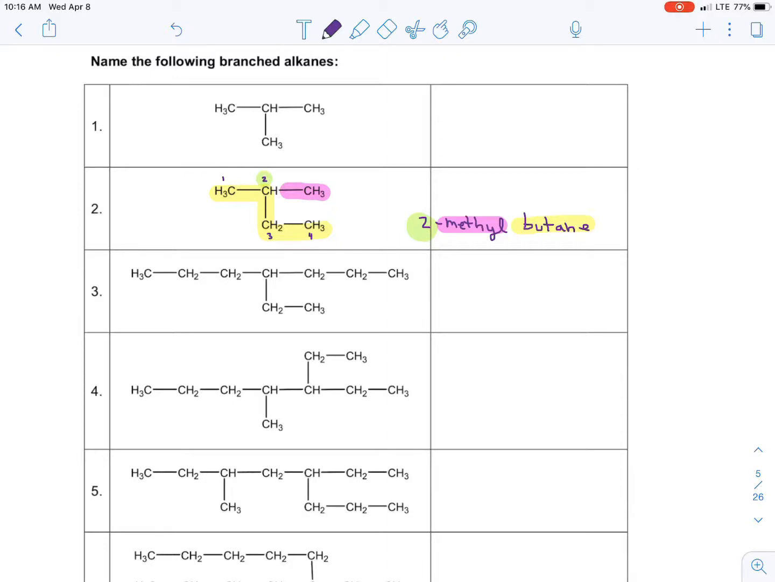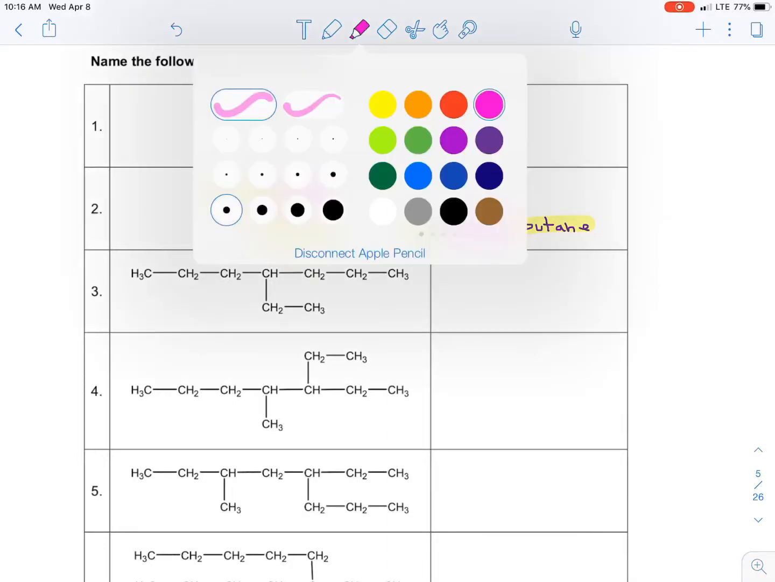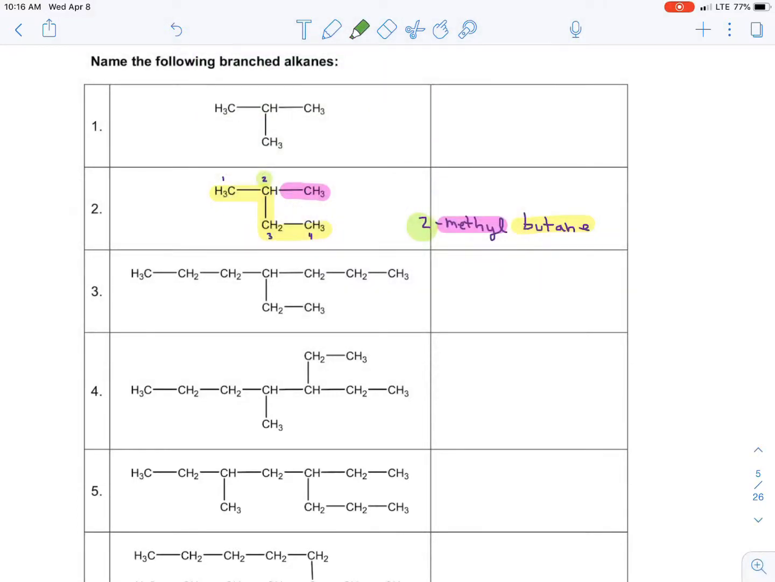My longest chain. Now the longest chain does not have to be in a straight line, right? In this case, look, 1, 2, 1, 2, 3, 4. That's my longest chain, right? So you have to find that longest chain. And then we have to pick number 1 carbon, the one that's closest to what's happening. So looky there in the pink, we have a methyl. We have 1 carbon, that's a branch off there. And so we have 2 methyl, and then the 4 carbons is a butane.